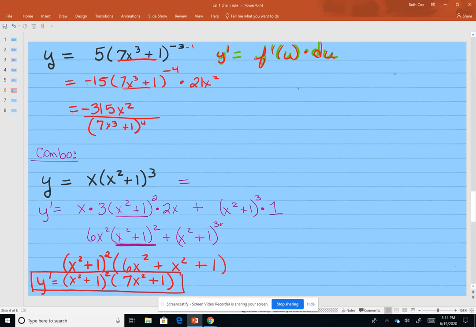Right, don't let the simplifying mess get you down too much. All right, let's go to the next one.